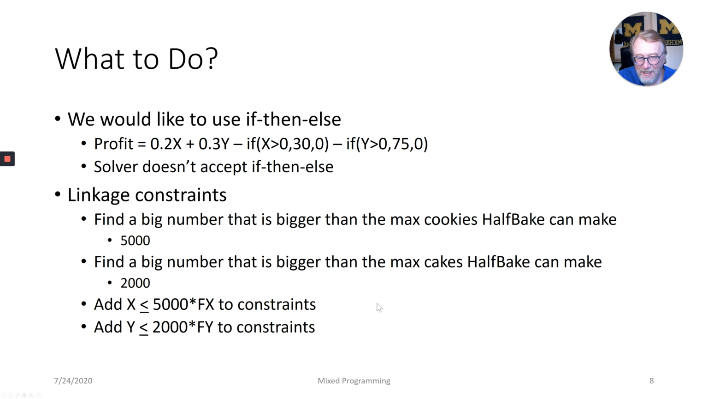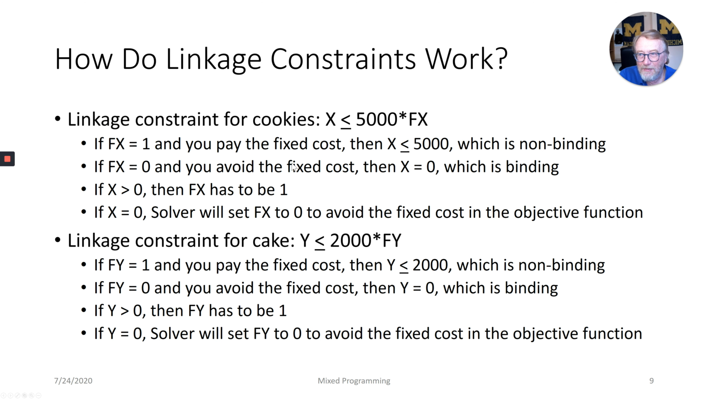So what does that do for us? How does that help anything? Well, if you look at the linkage constraint, x is less than or equal to 5,000 f of x for cookies. What happens if f of x is 1? Well, you just have x is less than or equal to 5,000, but that's non-binding because 5,000 is a really, really huge number that you never have to worry about. How about if f of x equals 0? Well, then it's binding. If f of x is equal to 0, it crunches x down to 0. It forces the amount of cookies you make to be 0.